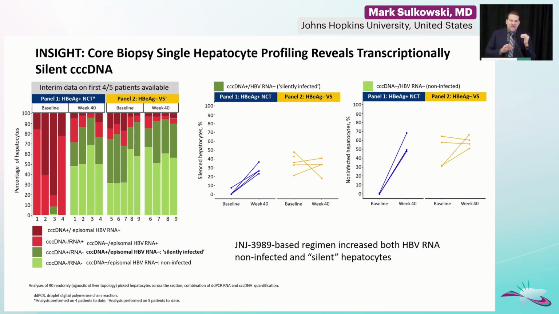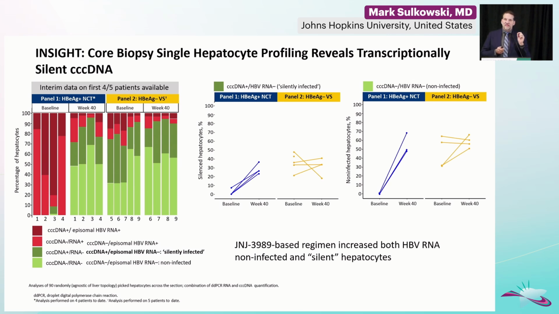And here, the way this was defined is cccDNA is detected, but no episomal hepatitis B RNA. So the idea is that cccDNA is there, but it's turned off, at least to the level we can detect it using the assays used. And siRNA therapy did both. It cured hepatocytes, but it also created some silent hepatocytes, with major differences in E antigen positive and E antigen negative patients over to the left. And that's to be expected since we have really established that these E antigen negative patients have a different degree of infection in terms of the number of infected hepatocytes and the number with cccDNA that's active.